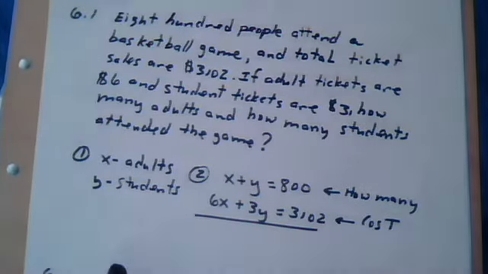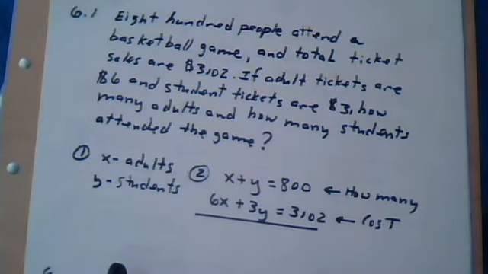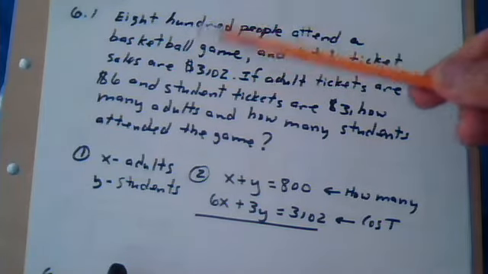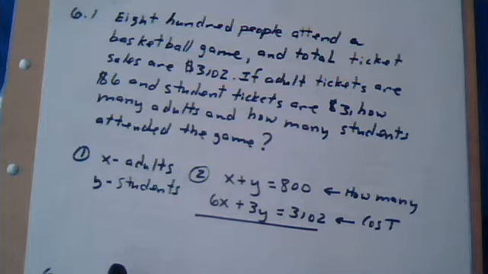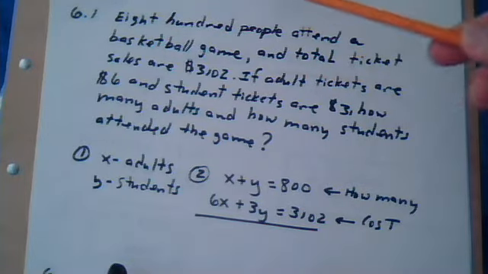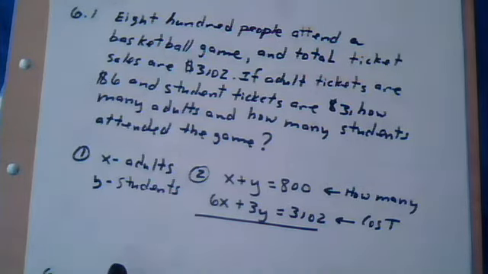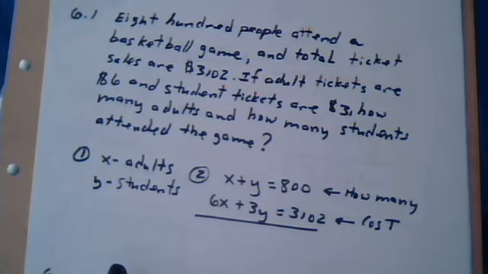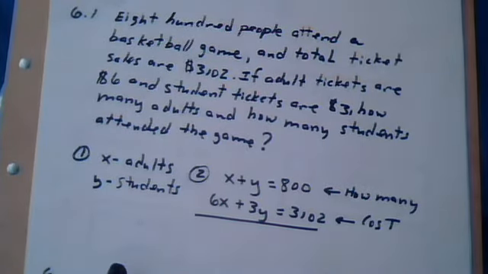We have a word problem where we're adding on to the problem that we have to read the problem and come up with the equations ourselves. So 800 people attend a baseball game and total ticket sales are $3,102. If adult tickets are $6 and student tickets are $3, how many adults and how many students attended the game? So we have two questions, the adults and the students. That's like x and y, two unknowns. So we're going to need two equations.